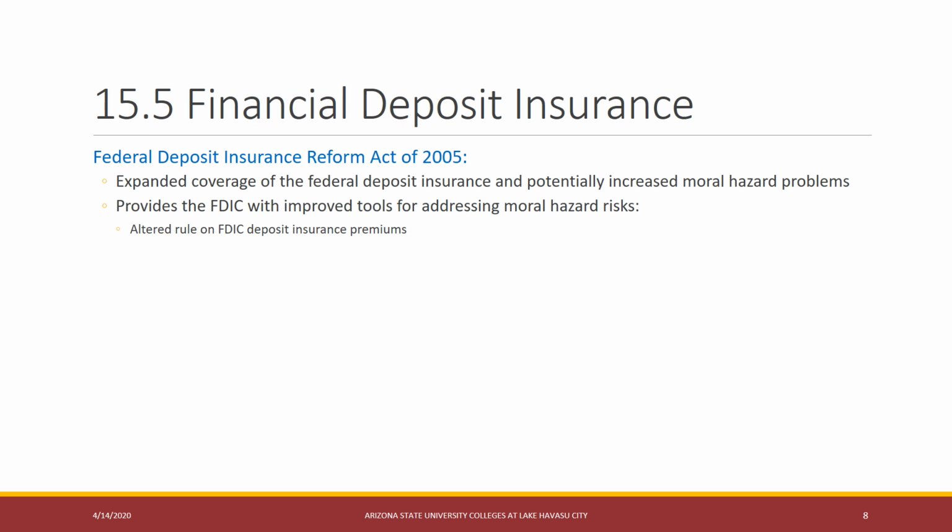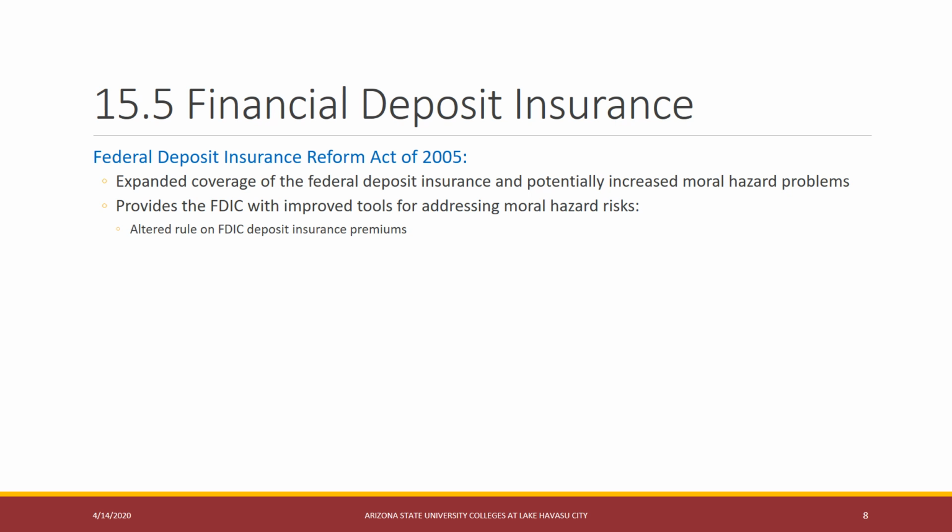It increased the deposit insurance coverage for individual retirement accounts, or we can say IRAs, which are offered by the depository institutions, from $100,000 to $250,000, and authorized the FDIC to periodically adjust the insurance limit on all deposits to reflect inflation. On the other hand, the Act provided the FDIC with improved tools for addressing the moral hazard risk.